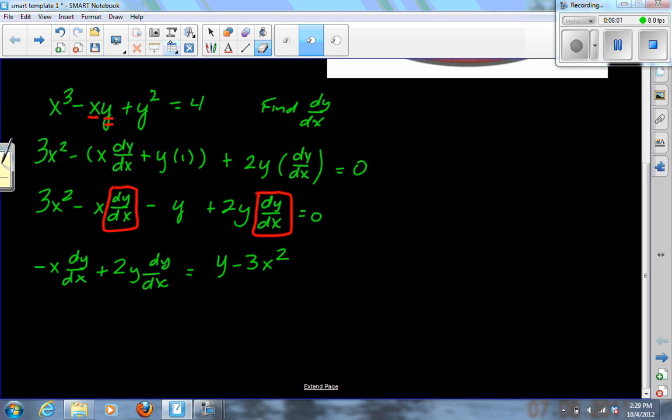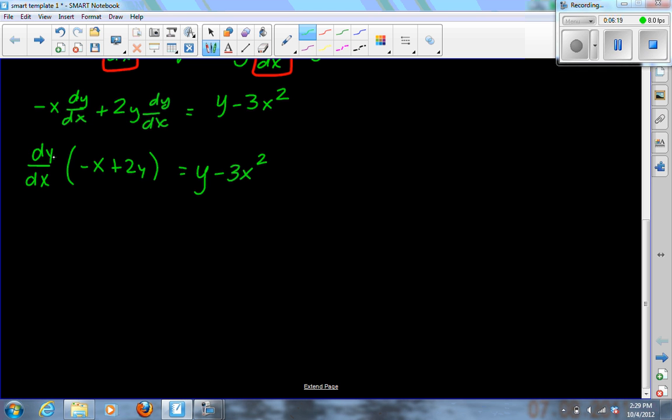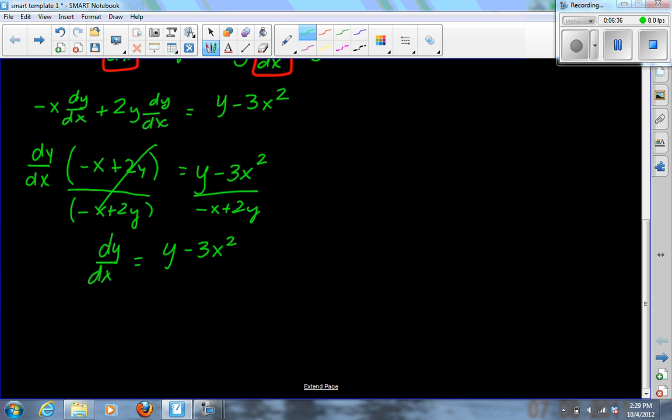Then factor out the dy dx. So write down what's left over. If I take the dy dx out of here, I have negative x. Take it out of this one, plus 2y equals y minus 3x squared. You'll notice that dy dx is by itself if I divide each side by what's left right here. So these will cancel. So y minus 3x squared over negative x plus 2y is what the derivative is for that function.